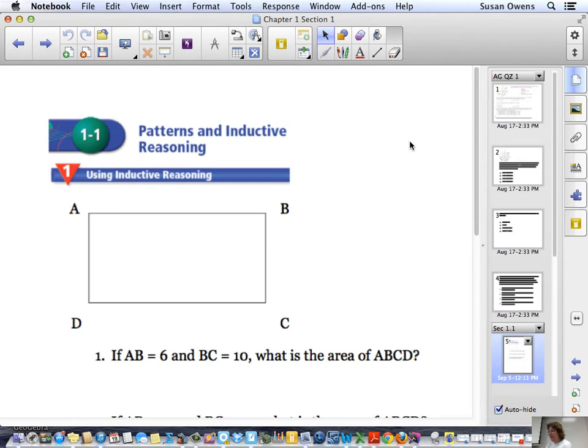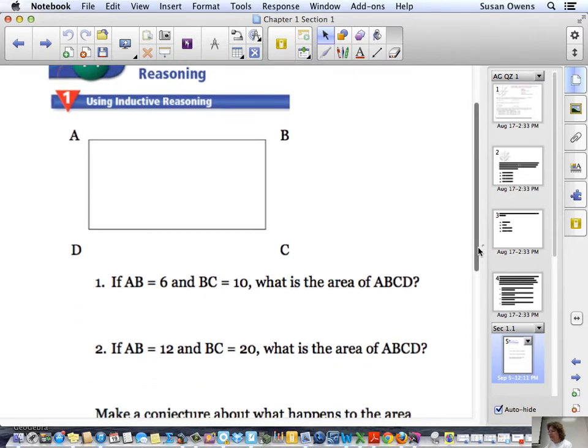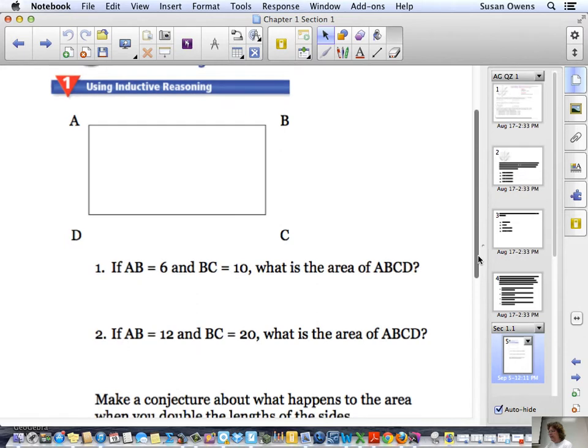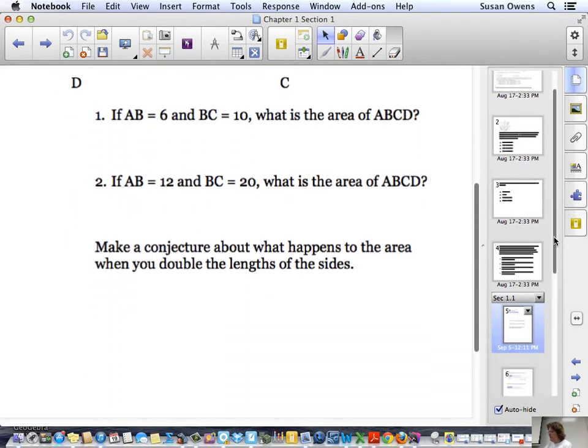Today's video is for Advanced Geometry Chapter 1, Section 1, Patterns and Inductive Reasoning. So we're going to start out with a pretty easy activity to take a look at inductive reasoning. We'll do this one in class, but it deals with the area of a rectangle. So I'm going to skip to the next page, which has some notes on it.